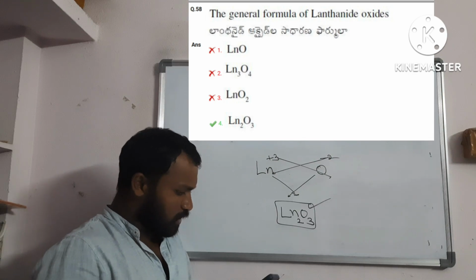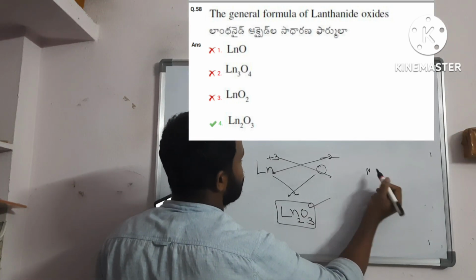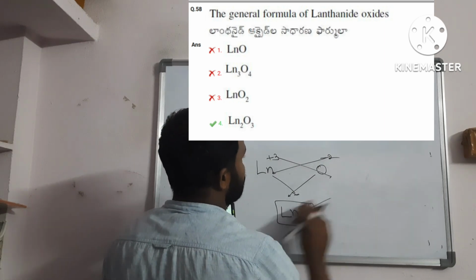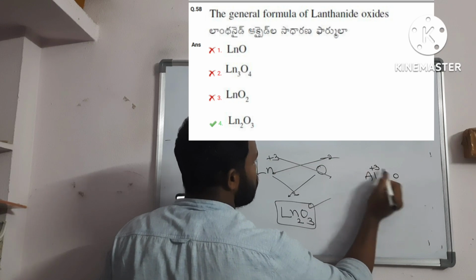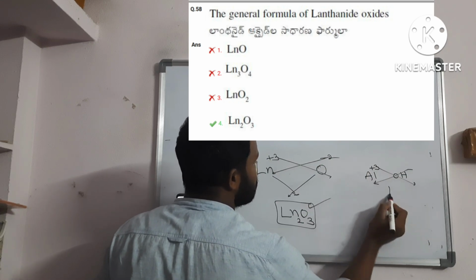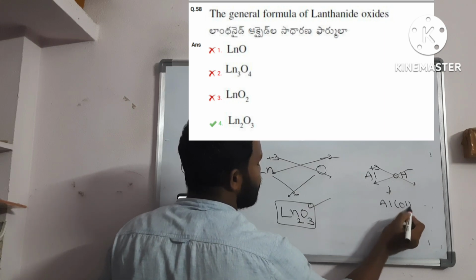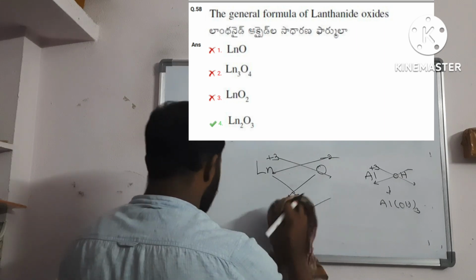Ln2O3. Similarly, the best example, for example, like Al plus 3, OH minus is there. So minus 1 comes here, Al goes here, like Al, OH taken 3 times. Similarly, Ln2O3. This is question number 58.